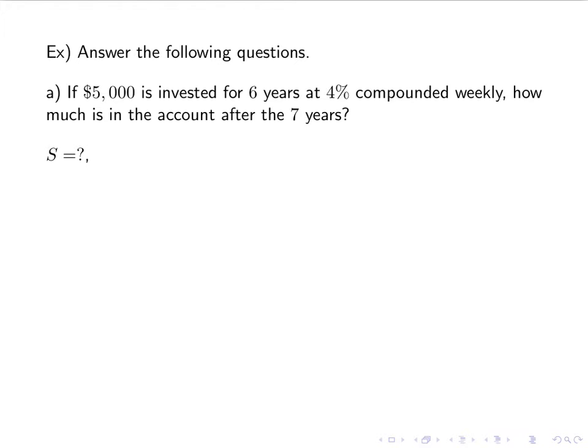The $5,000 is what's being invested, so that's the principal, that's the present amount, that's P. The interest rate is 4%. 4% as a decimal is 0.04, so that's r. M is how many times it's compounded in a year. So it's compounded weekly, and how many weeks are in a year? 52.